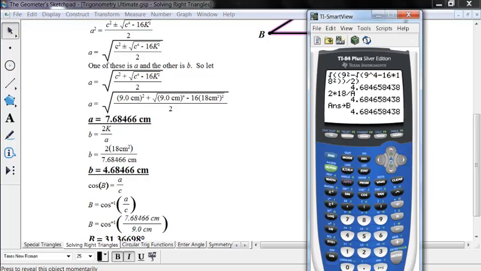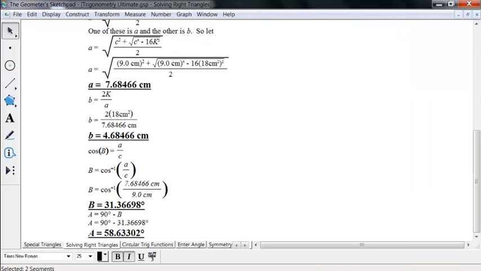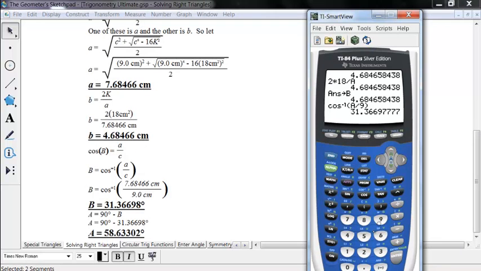I'm in the mode of degrees. So if I do an inverse cosine now of A divided by C, which is 9, that gives me an angle, and the easiest way to find the last angle is to just do 90 degrees minus what we just came up with there for the last angle. Okay, that was the last case.